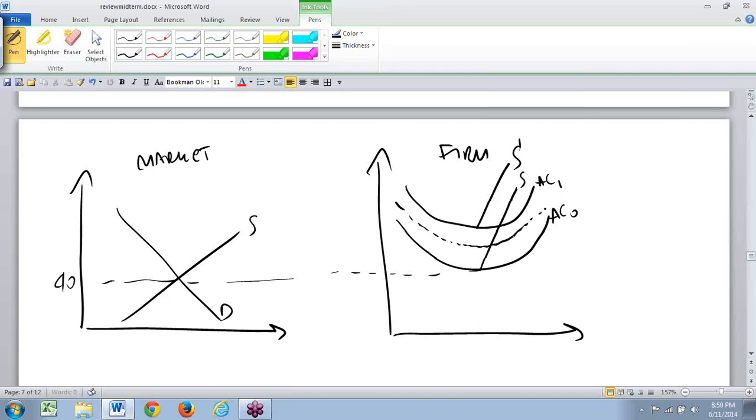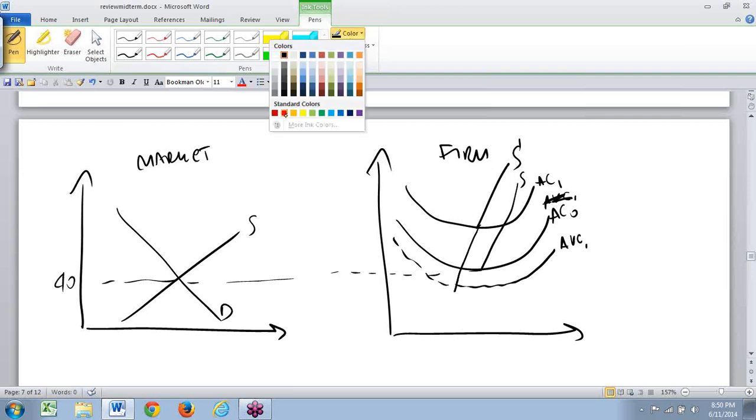This is your new average variable cost. The information that you have is that the new average variable cost is in any case below the old average cost curve, right? Because the minimum is equal to 36. And this is important for the analysis. Now you'll see why. So this is the situation, and this is the new supply curve, S1.